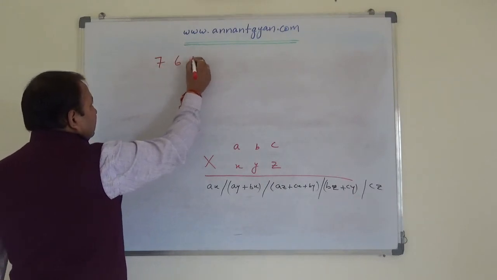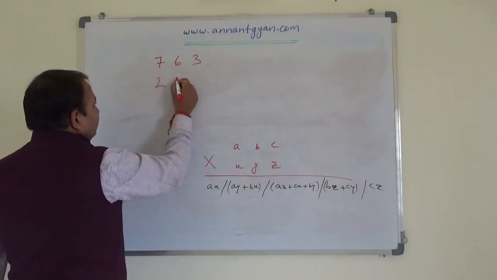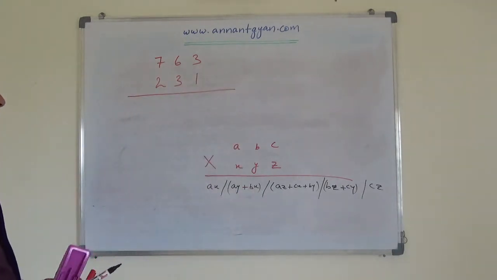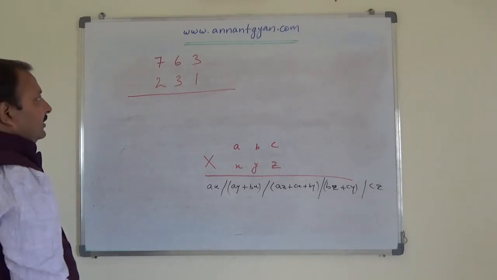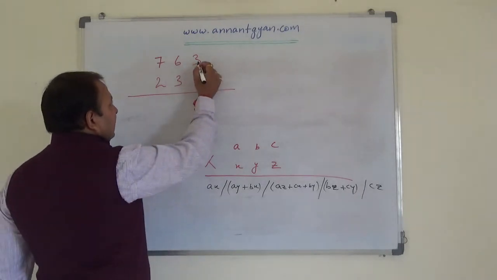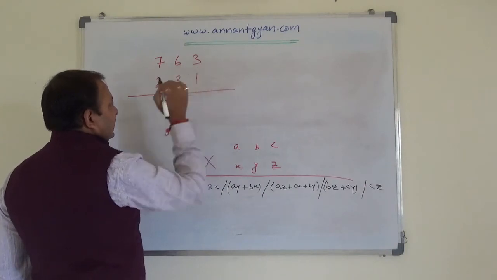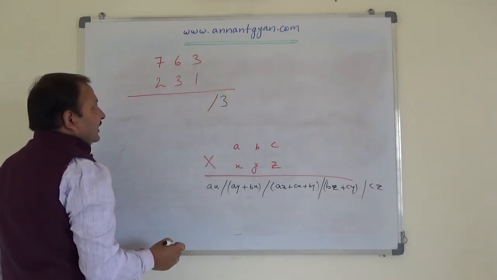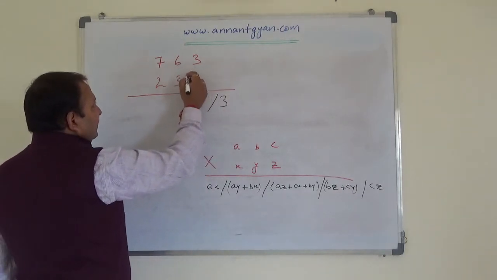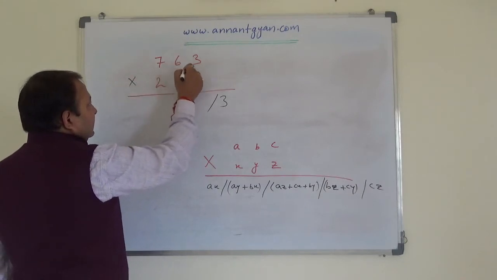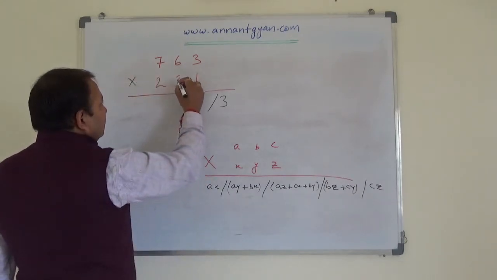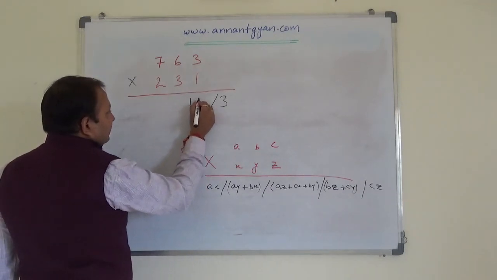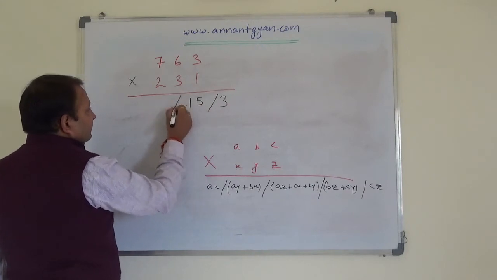Seven, 6, 3 and 2, 3, 1. So this is the number. How shall we get the answer of this in a single line? The first one is CZ. So this is 3 into 1, we shall write 3. In the second step, we shall do the cross multiplication: 6 into 1 is 6, plus 3 into 3 is 9, 9 plus 6 is 15. We shall write this 15 here.